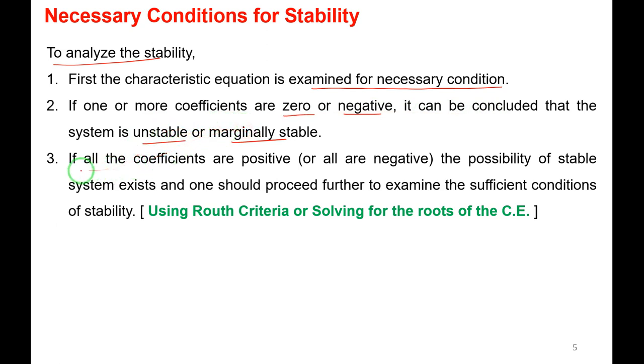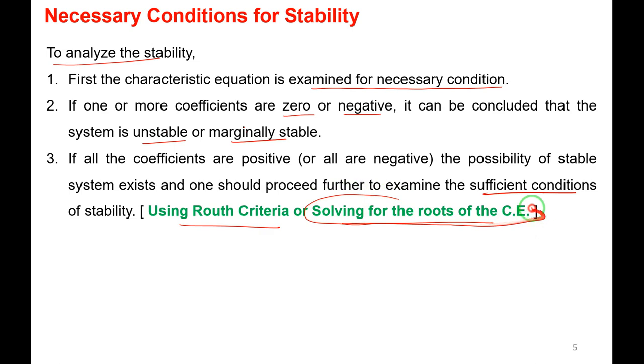Then the third point: if all the coefficients are positive or all negative, the possibility of a stable system exists. Yes, this satisfies the necessary condition, because all the coefficients are positive or all negative, so the system may be stable. But that is not enough to say that the system is stable. The system may be stable. Then I should go for proving the sufficient condition, either by making use of the Routh criteria or by solving for the roots of the characteristic equation.